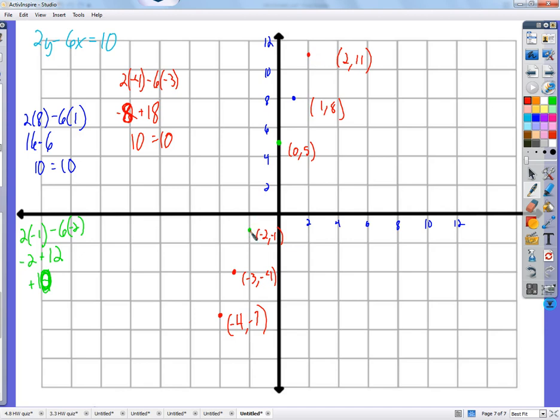Come down here. We can go the other direction. Go down 3 in the y direction and move to the left 1 in the x direction. Does this next one that I'm saying might be a solution, does that fit that pattern? Yes. Move down 3, that's negative 7, and to the left 1, that's negative 4. It does fit that pattern.